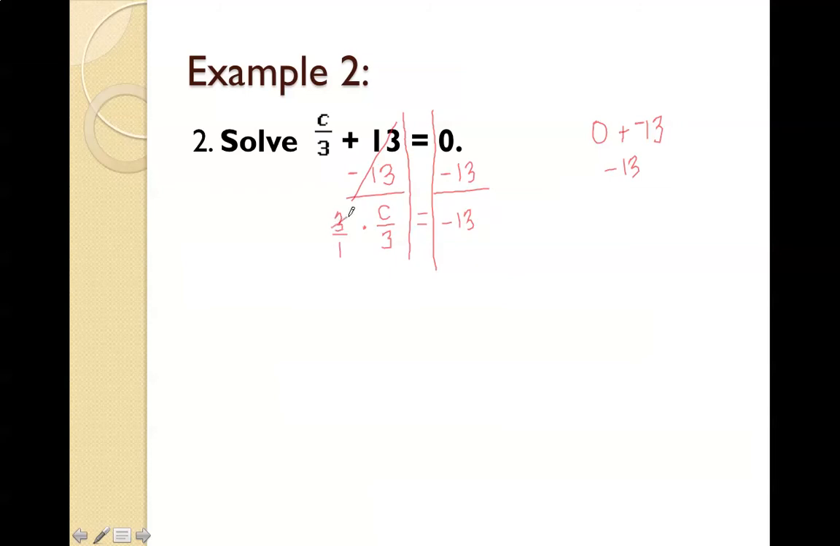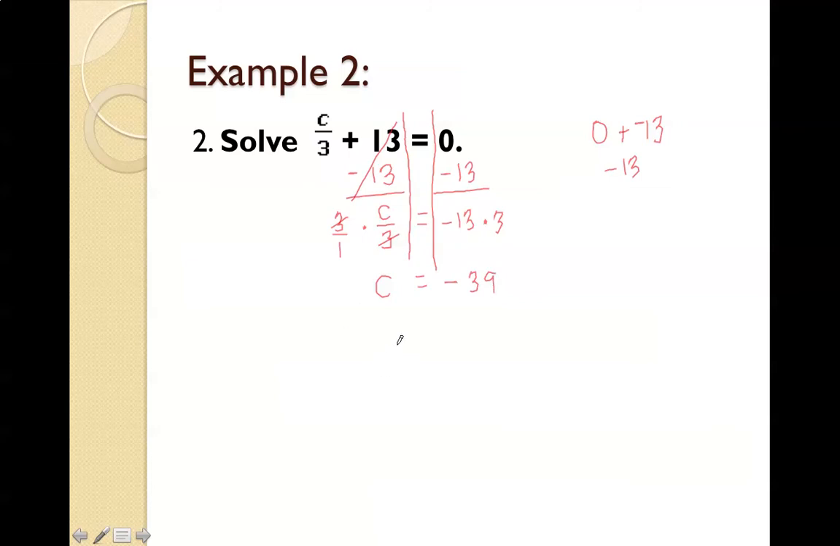So this 3 and this 3 go away. I'm just left with C over 1, which equals C. Now remember, what I do to one side, I have to do to the other. So I want to multiply this side by 3. I have a negative times a positive, which gives me a negative number. Always put your sign first so you don't mess up at the end. Then I have 13 times 3, which gives me 39.